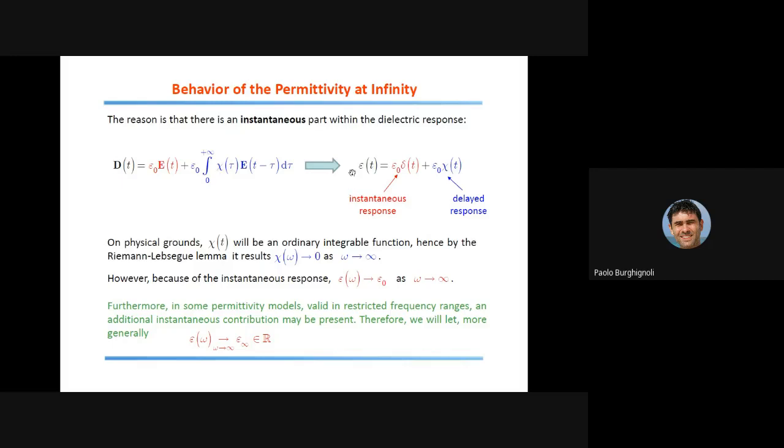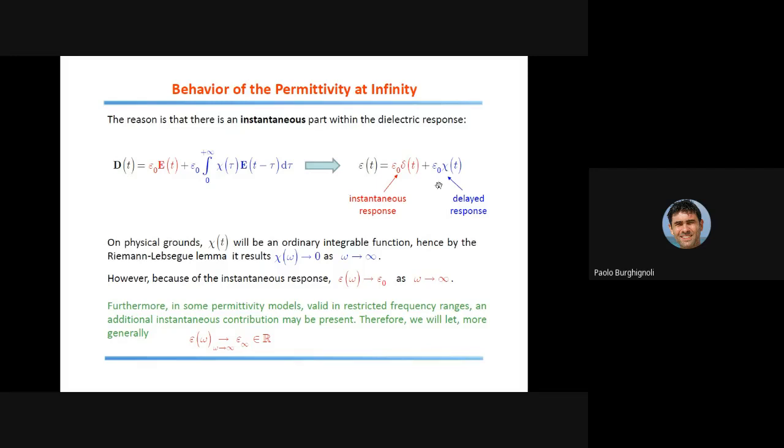Now, this means that the permittivity in time domain is given by the sum of two addends. The red one is the so-called instantaneous response, and this is what would exist in a vacuum, the only term that would exist in a vacuum. And this contains a Dirac delta. That's why it is called instantaneous response. If you imagine introducing the Dirac delta inside the convolution integral, then what you obtain is directly the electric field at the same time at which you evaluate the effect.